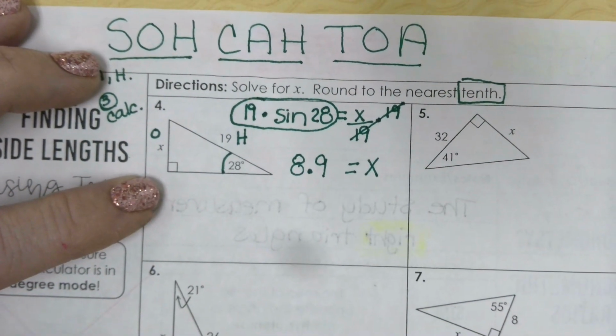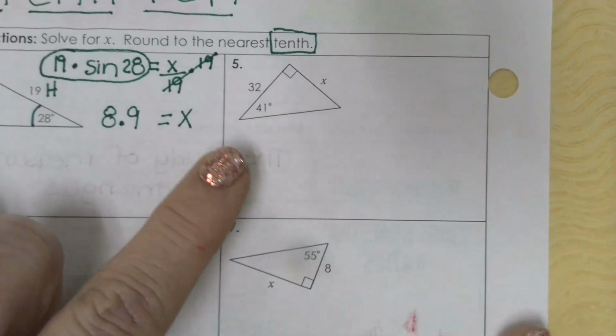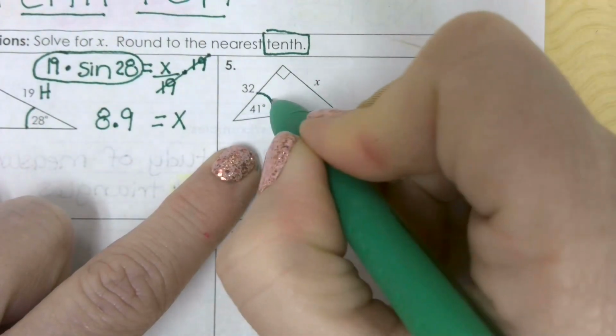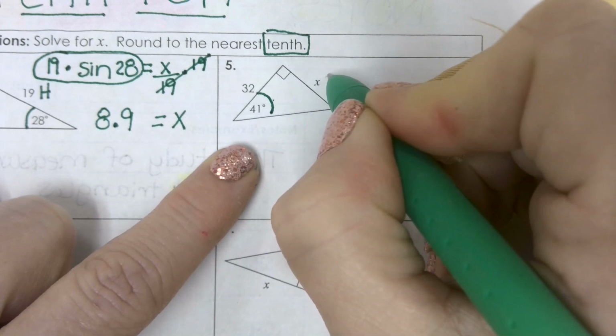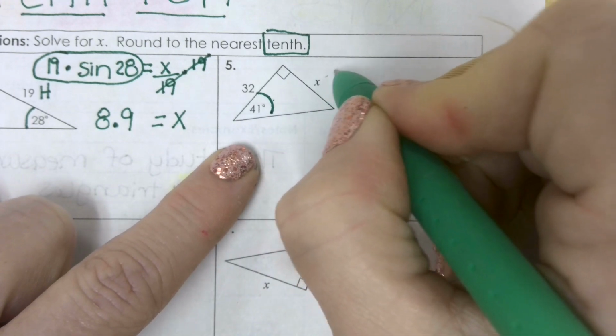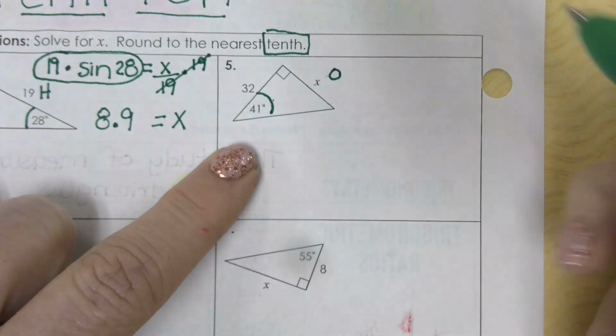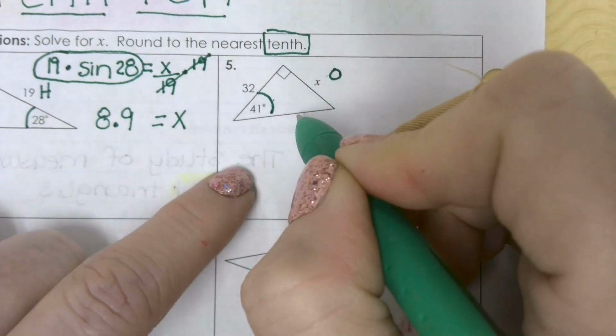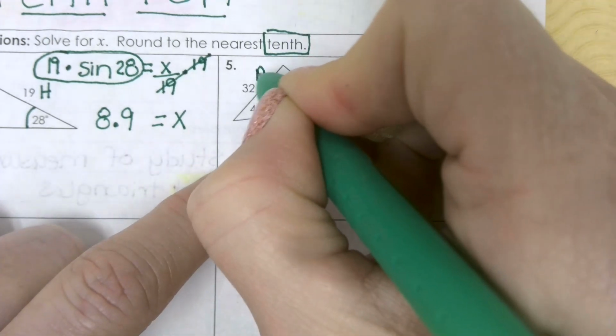Okay. Let's do another one. Okay, so number 5, here's my reference angle. What would be the name of this side right here? Opposite. Hopefully you got that right. This is the hypotenuse, which there's nothing here. We're not going to write anything down, so that means this is the adjacent.